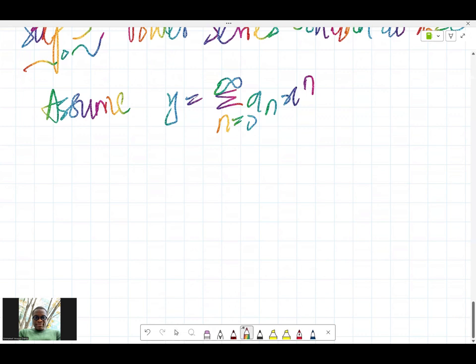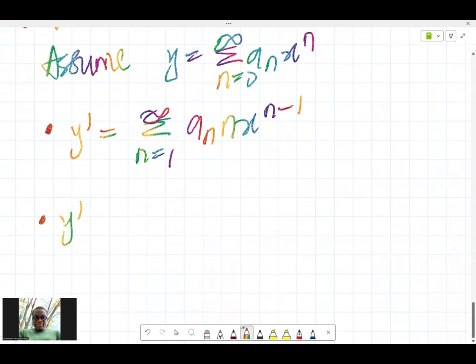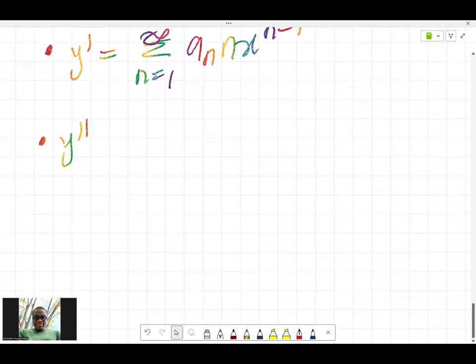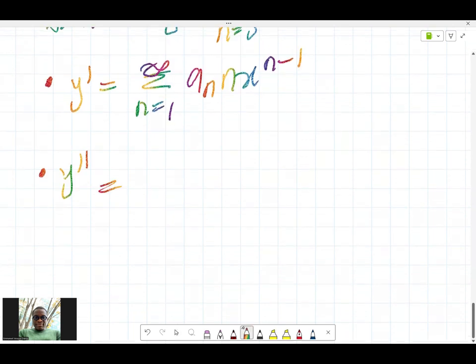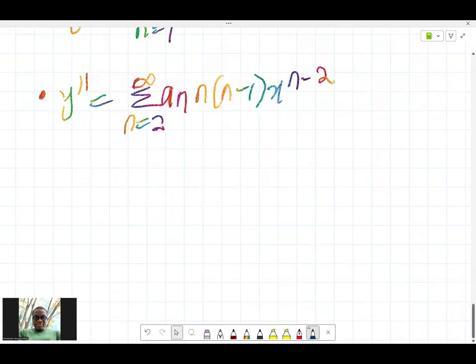So then we can do y prime, the first derivative. That would simply be summation from n equals 1 to infinity of n a n x raised power n minus 1, right? Then we go for y prime prime, because the original equation is up to second order. So y prime prime is now equal to, again, that summation, since you have differentiated the second time, from n equals 2 to infinity of n into n minus 1 a n x raised power n minus 2. Okay, so the next thing we do is to substitute.